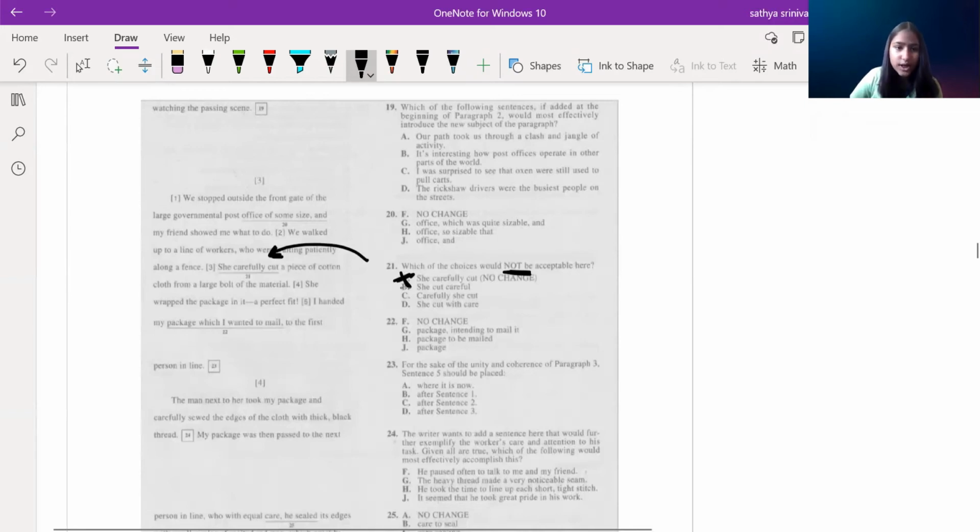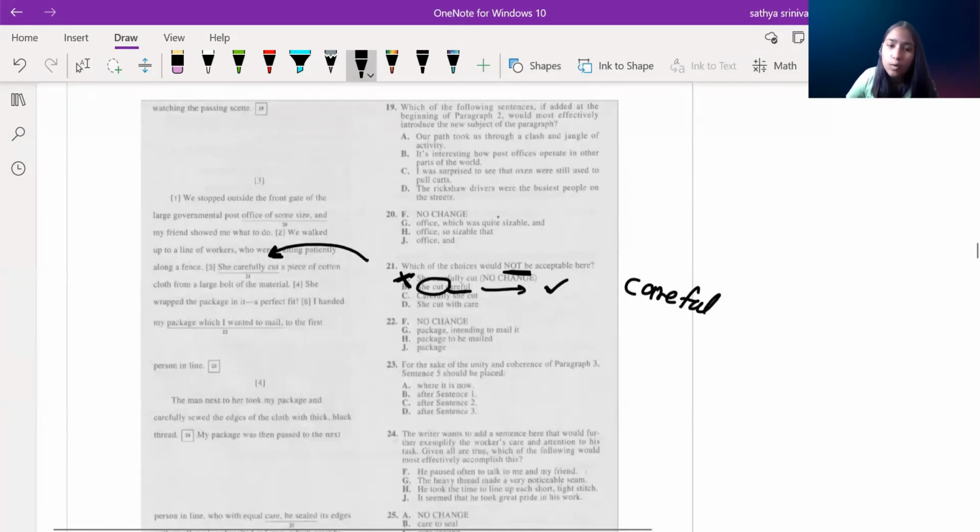And for the second one, she cut careful a piece of cotton cloth from a large bolt of material. So when we're talking about cut, careful does not properly modify or describe cut, right? Carefully is an adverb. She cut. How is she cutting? She's cutting carefully, but careful is not an adverb. It can't modify the verb cut. So B would not be acceptable here. So this could be a potential answer choice, but let's just check C and D.